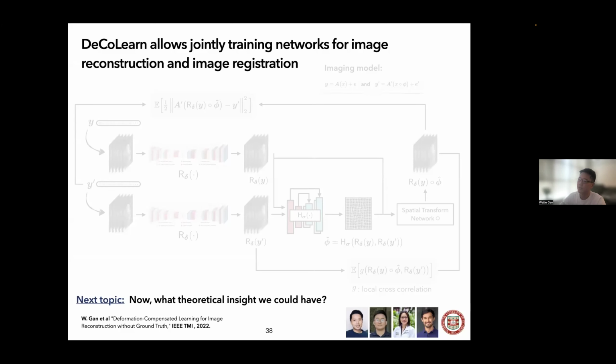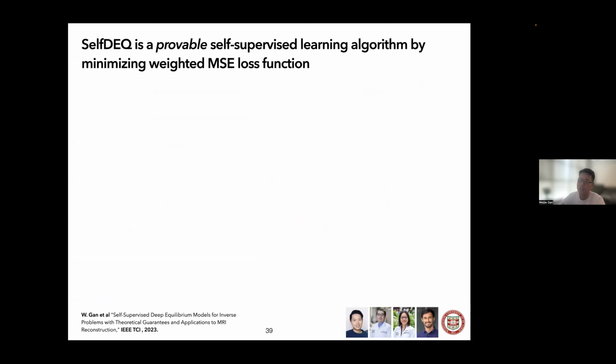Okay, now we talk about a real application, the four delivery MRI. We talk about a new algorithm to compensate motion. And now, what theoretical insight could we have? This research question has been answered in our IEEE TCI paper last year, 2023.